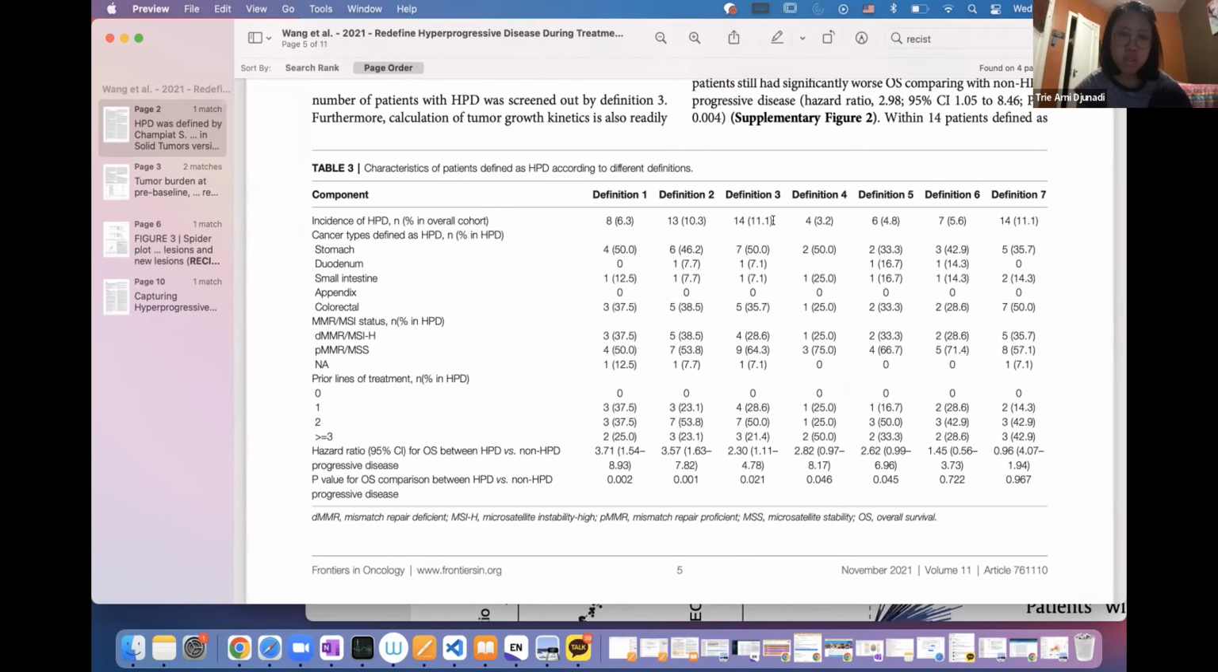You can tell, for example, definition 1, as I said, is the definition by Ferrara with the new lesions included, at 6.3%. When they don't include the new lesions, the incidence is half. So definitely when you do include the new lesions, the incidence goes up. Okay, so I think it's okay to just use RECIST and add the new lesions.